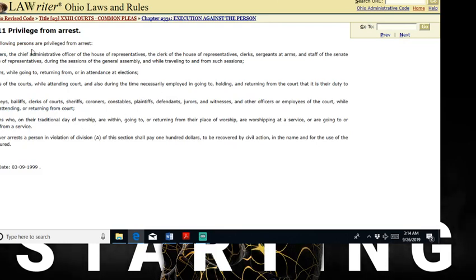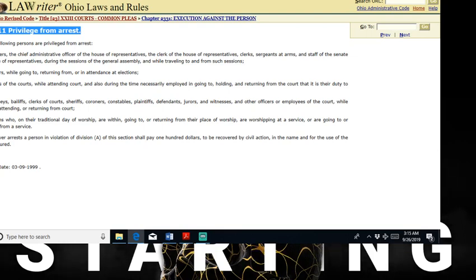Let's move on. Now, I want to talk about privilege from arrest under this statute. It says a person who on their travel day of worship, or within going to or returning from the place of worship, or worshiping at a service or going to or returning from a service. Whoever arrests a person in violation of this section has to pay $100 to be recovered by civil action in the name and for the use of such person injured.